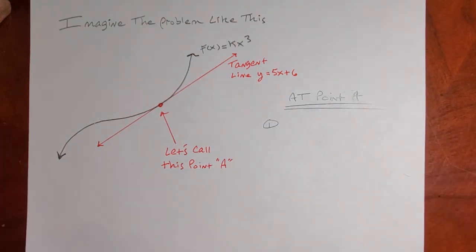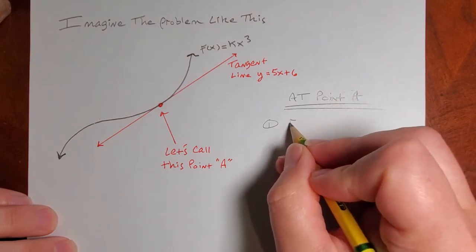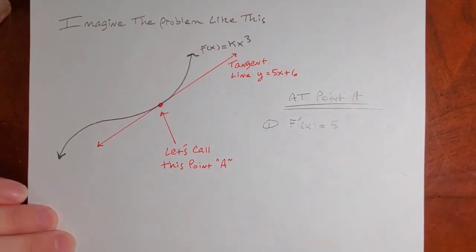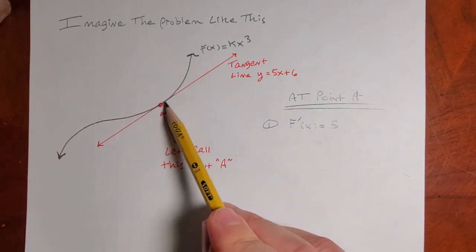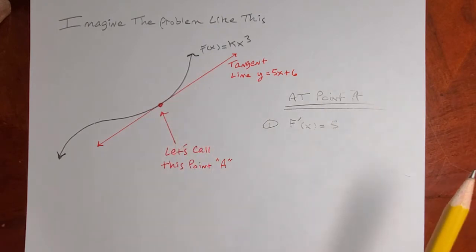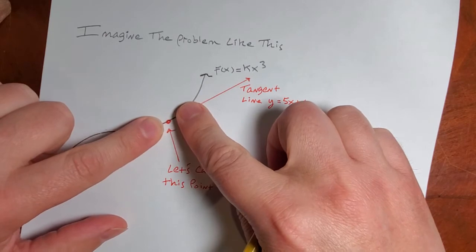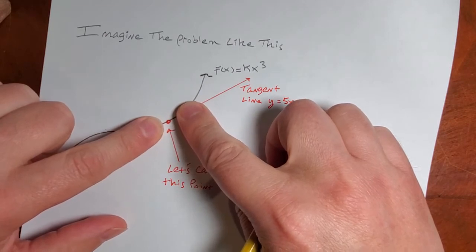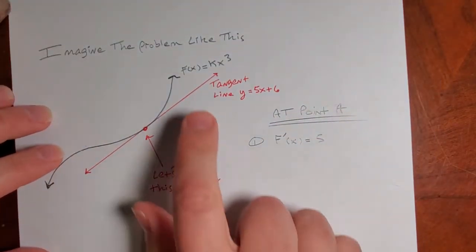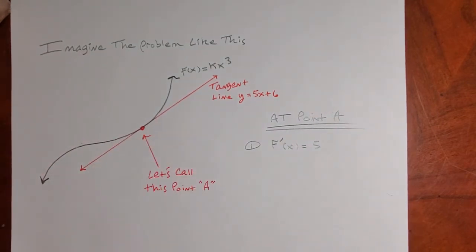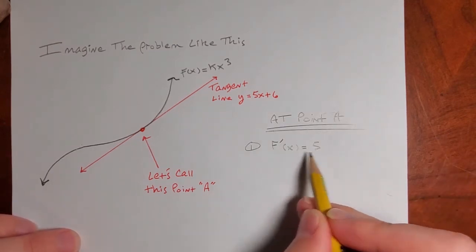Number 1, isn't f prime of x equal to 5? Would that be true? Yeah, because the slope of the curve is the same as the slope of the tangent line at point A. I've done this before in other videos, but if I could cover up the rest of the picture, you can't really tell them apart because they blend together. The slope of the curve is the same as the slope of the tangent line at the point where they meet, at the point of tangency. So what's another way to say this that will help us solve for k?